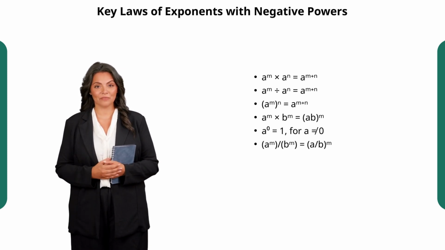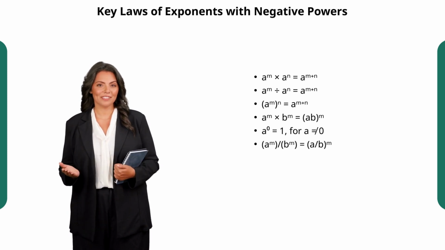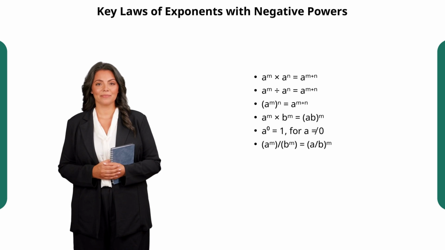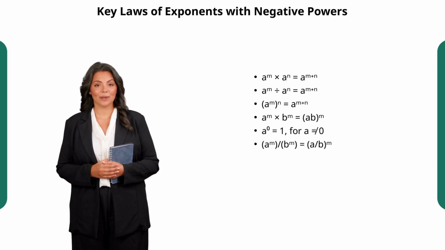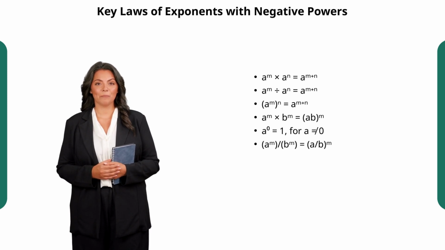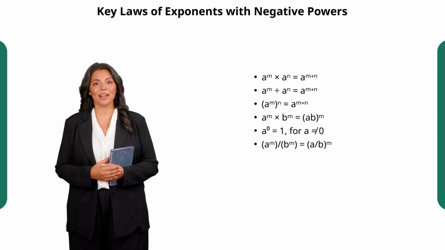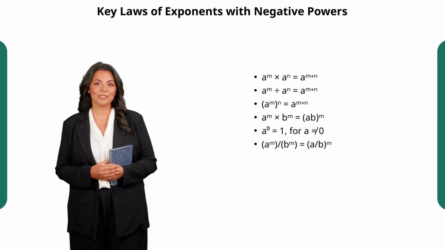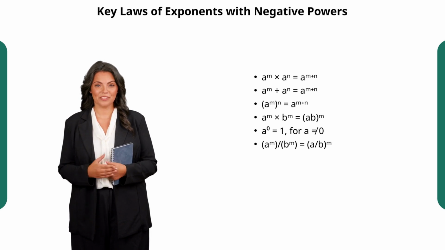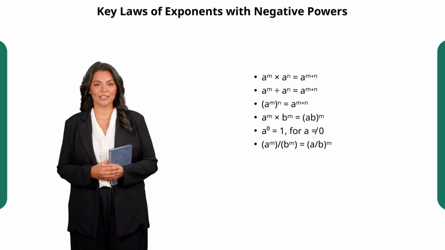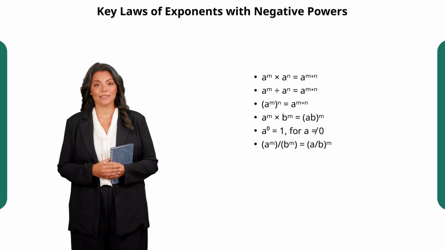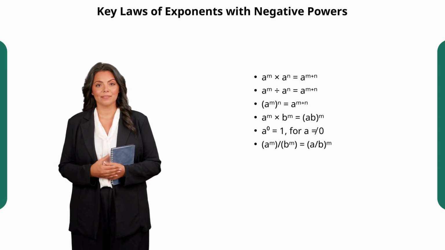Finally, dividing different bases raised to the same power is the same as the quotient raised to that power. So, open bracket a to the power m close bracket divided by open bracket b to the power m close bracket equals open bracket a divided by b close bracket to the power m. Why are these rules so important? They allow us to manipulate and simplify expressions involving very large or very small numbers, especially in scientific and engineering contexts. Remember these laws and keep exploring their applications. They are your essential toolkit for mastering exponents.